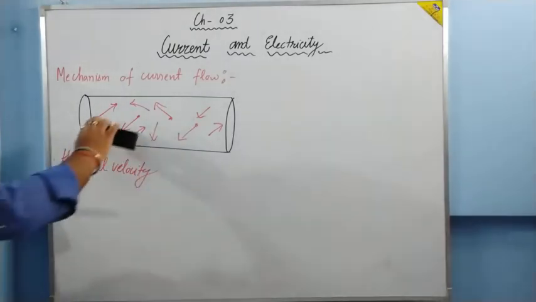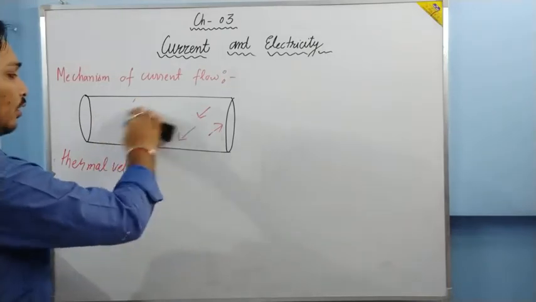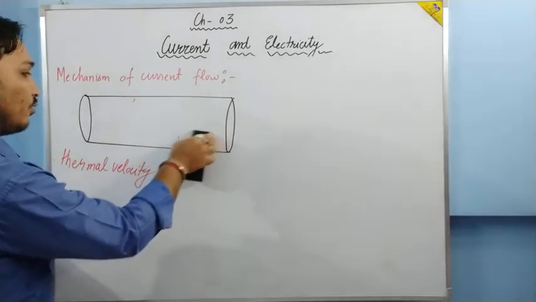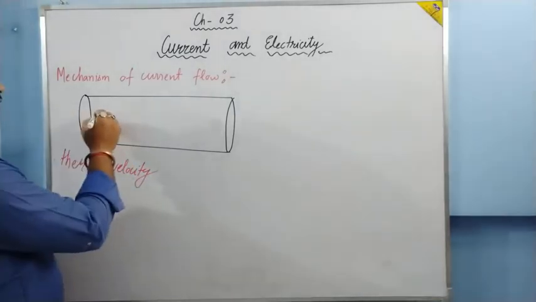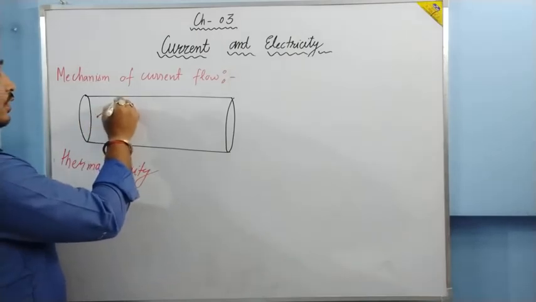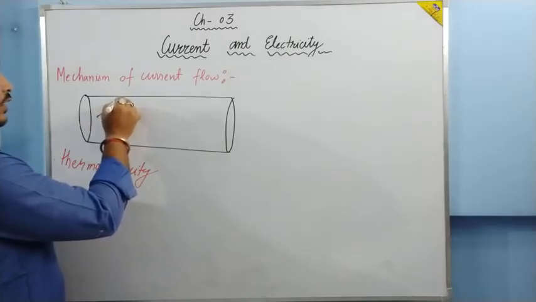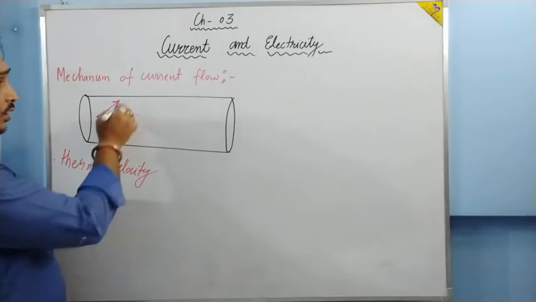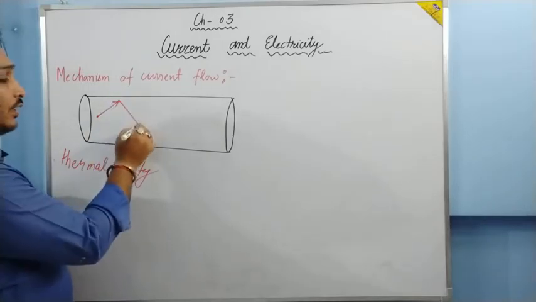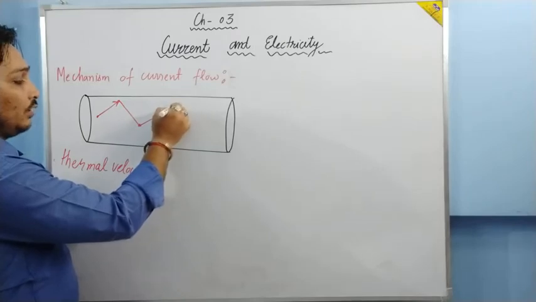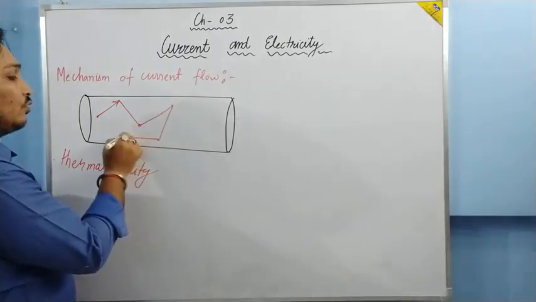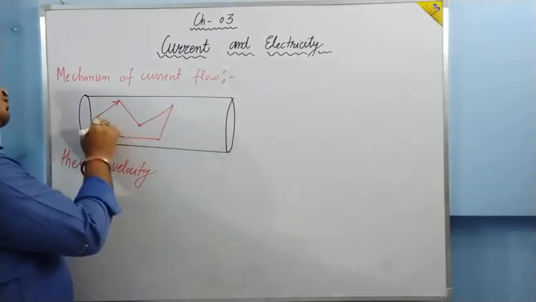But suppose we consider only one electron, and we need to show that its net velocity is 0. How can we see this? Suppose it starts from here, then it goes over here, it gets a collision from here, then it goes over here, it gets a collision, then it goes over here, it gets a collision, then it goes over here, and then over here.